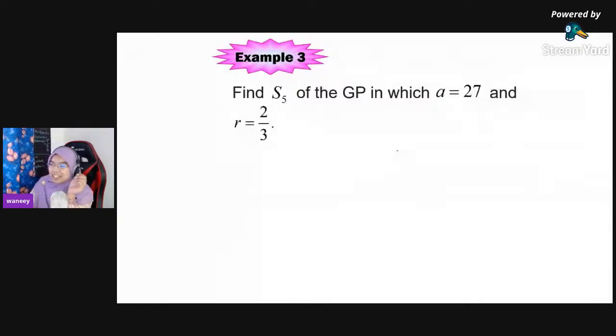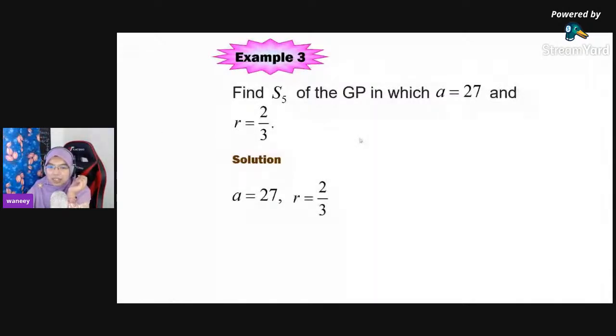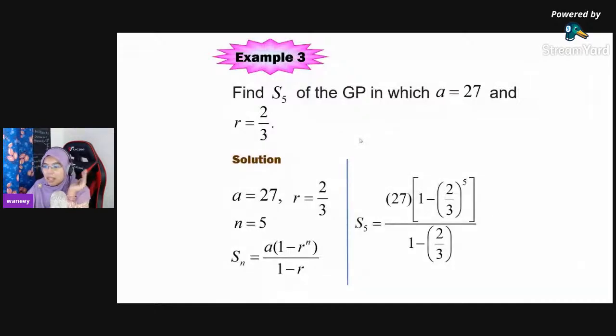71/3. Okay. So, I think everyone get the same answer. So, let us check then. Okay, so A is 27. R is 2/3. So, now N is equal to 5 because we want to find the first 5 term. So, substitute into the formula as N is A, 1 minus R to the power of N over 1 minus R. So substitute and then you use your calculator. So the answer is 211/3. So well done everyone. Tahniah semua orang.